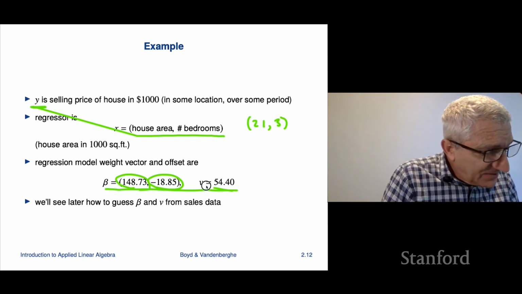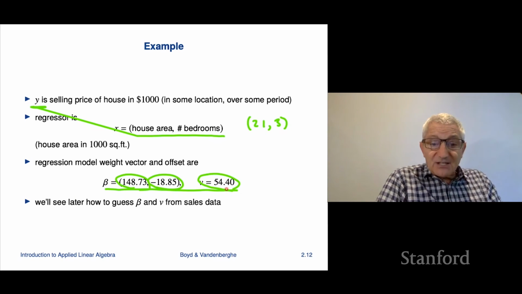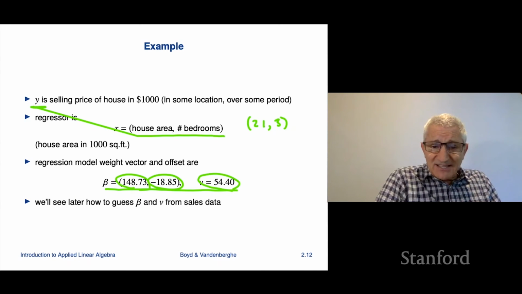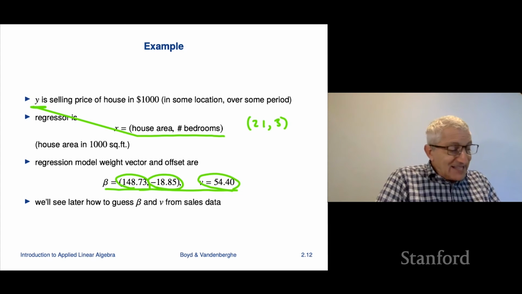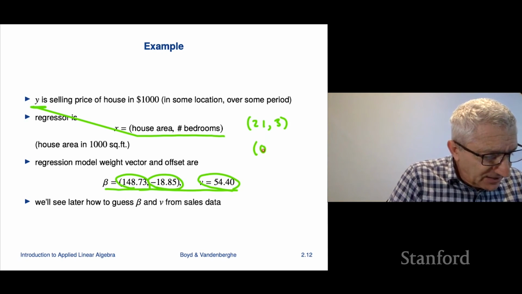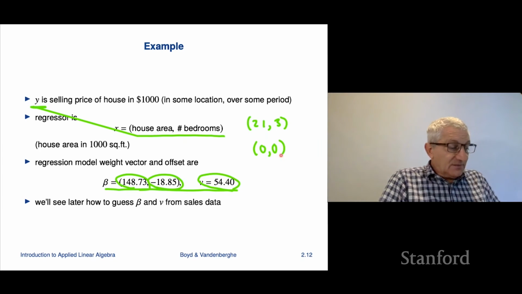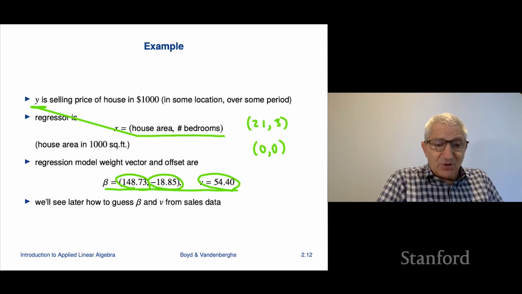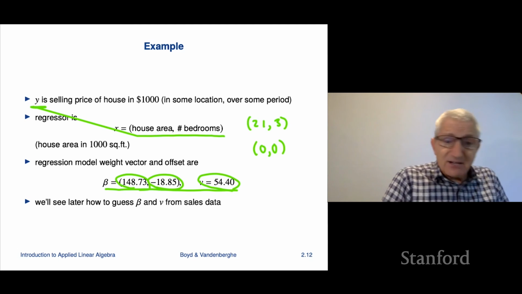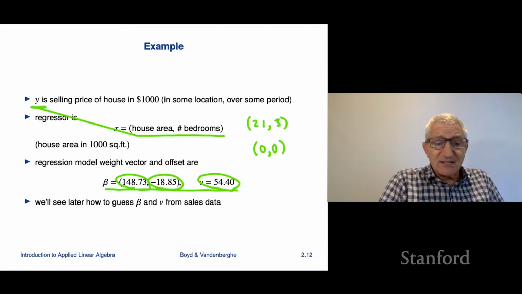Oh, this offset, that's 54.4 thousand. You can give an approximate interpretation that goes like this. You would say that's actually the cost of the lot, because it's our prediction of the selling price of a house whose features are 0, 0. But that's a house with 0 square footage and no bedrooms, right? So in other words, not a house.